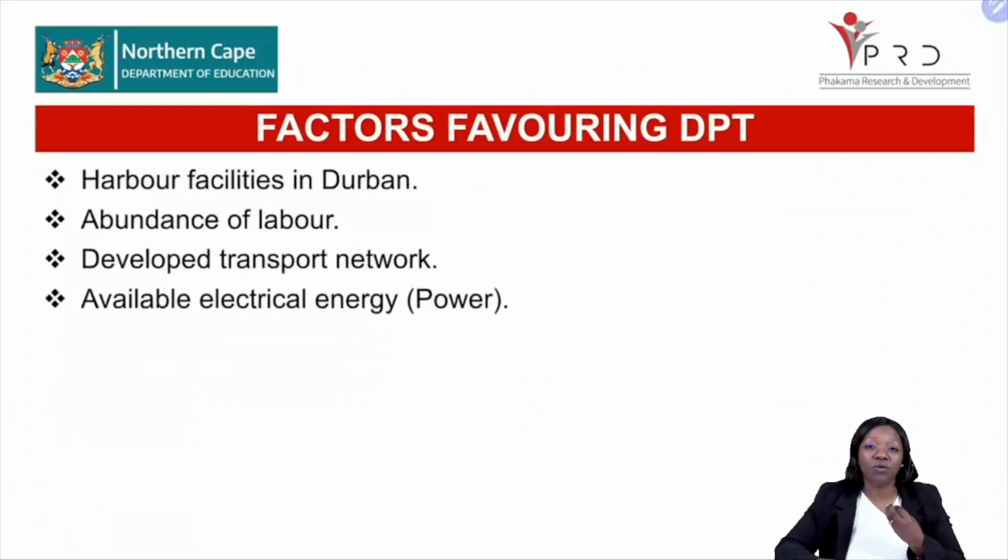You cannot hinder yourself by saying, I've already answered with the same points. If they are asking about the factors that influence, you also use the same points. If they are asking about the factors that favor, you also use the same points because they are still there. Your abundance of labor, your developed transport network, your availability of electricity, which is the power, as well as the water supply, are also the factors that are favoring.